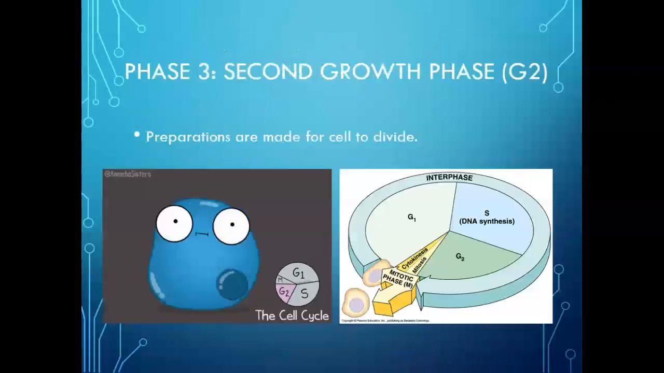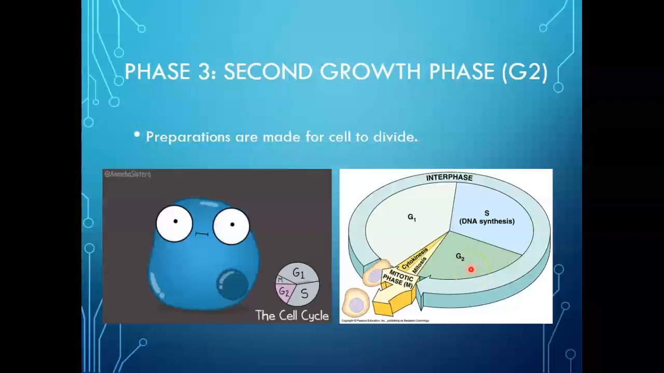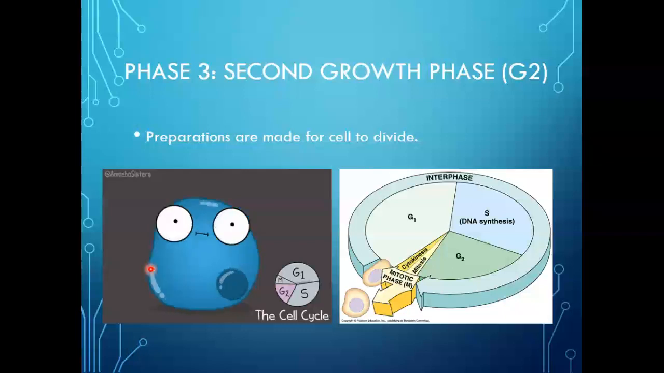The third phase of interphase, the last phase of interphase, the third phase of the whole cell cycle, would be G2. And that's when other preparations for the cell division are happening. The cell itself increases in volume again, and the organelles are starting to be divvied out. Things start to separate toward opposite ends of the cell.